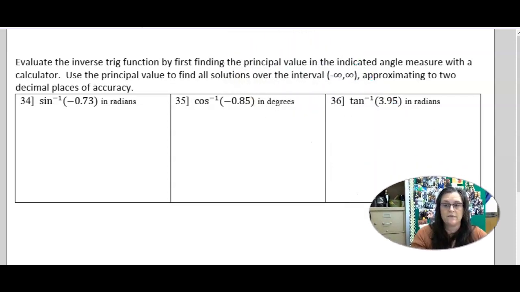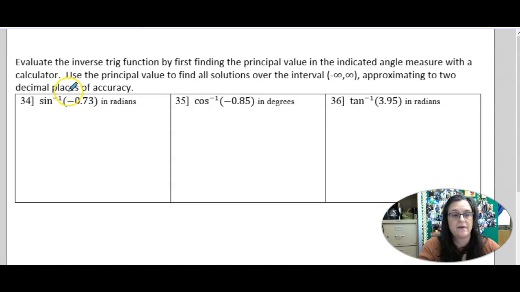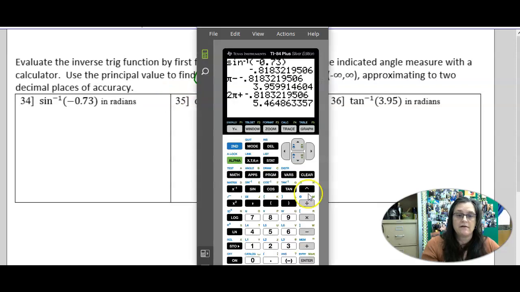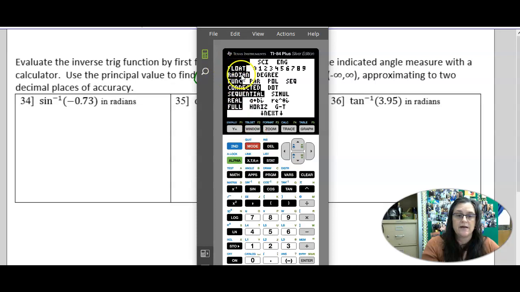Here in number 34, we're asked to evaluate the arc sine of negative 0.73 in radians using the calculator, and we want to find all solutions over the interval negative infinity to positive infinity, approximating to 2 decimal places of accuracy. So we're going to start in our calculator, making sure the mode is in radians, because we're told in 34 to use radian mode.